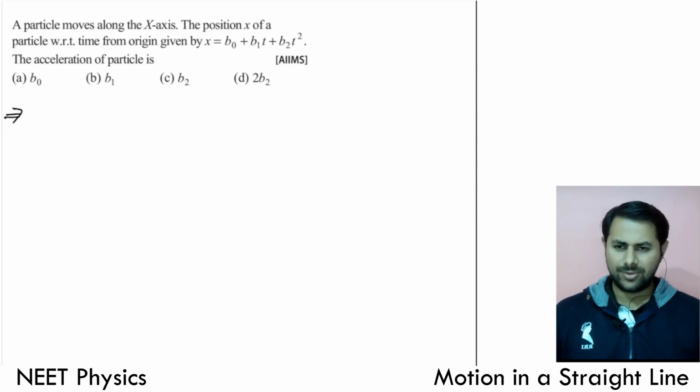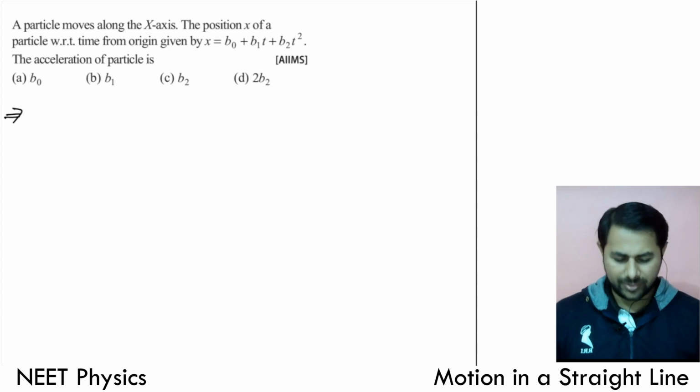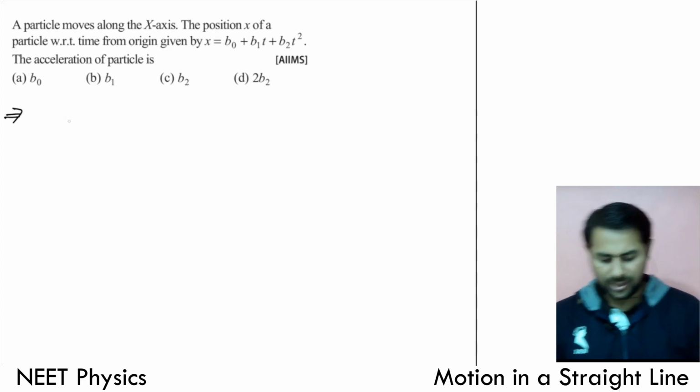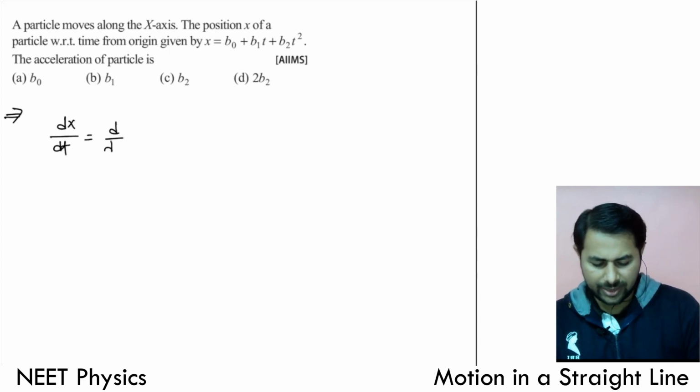How did you solve? Yes, Yamini, how did you solve? Double derivative. Okay, good. 2 times differential, right. To find out acceleration, just find out d2x by dt square. So if you take dx by dt first, what do you get? That's d by dt of this thing, b naught plus b1t plus b2t square.